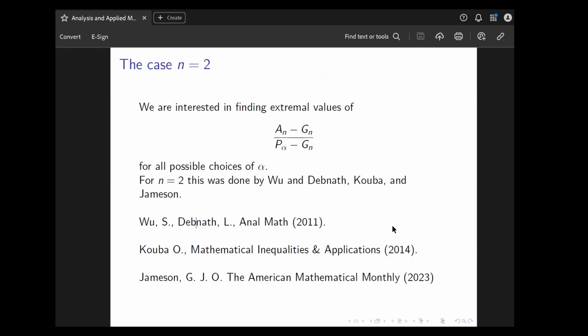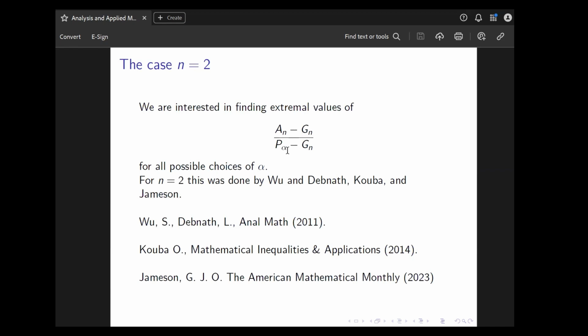So I'm interested in the following question. I want to know how large or how small A_n minus G_n divided by P alpha minus G_n can be for all possible choices of alpha. So I'm trying to find the maximum and minimum, if there are any, of this ratio.